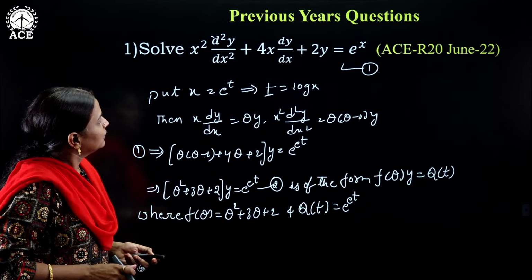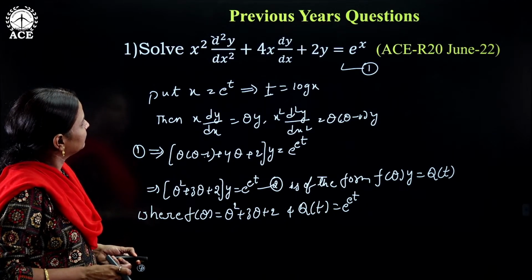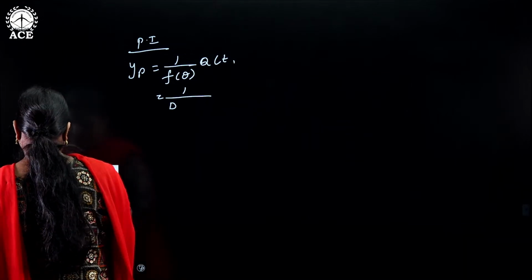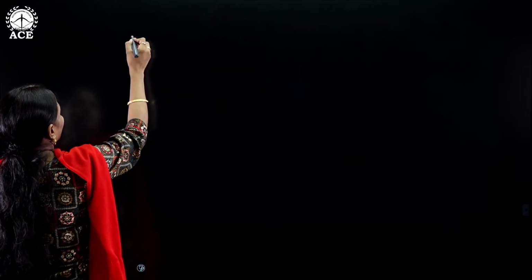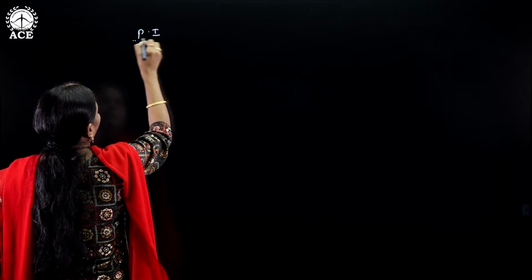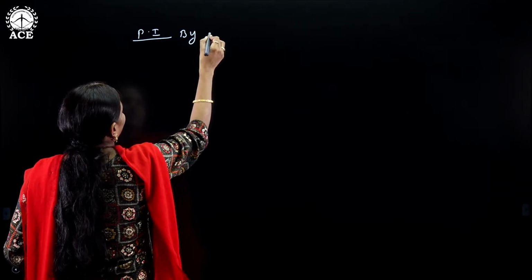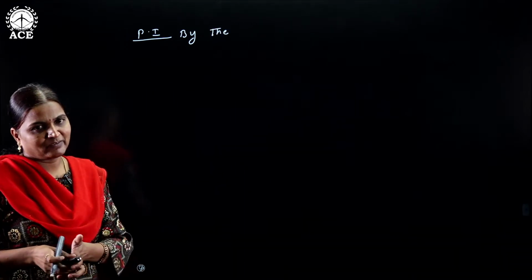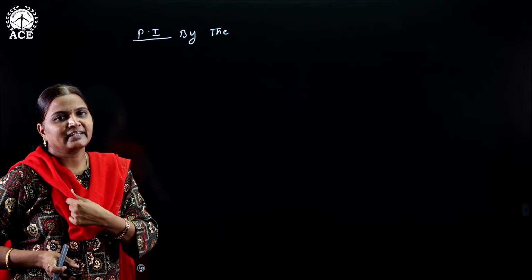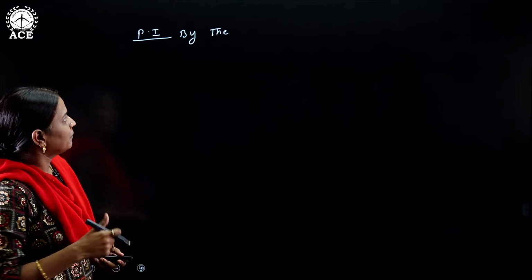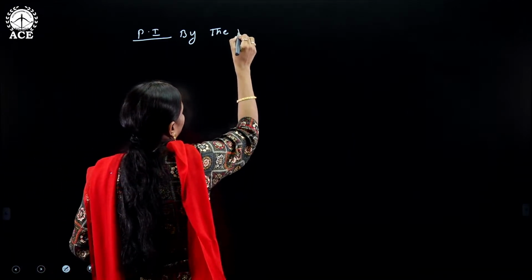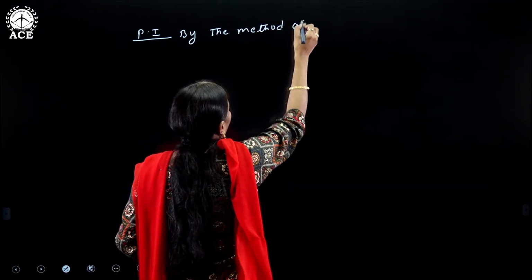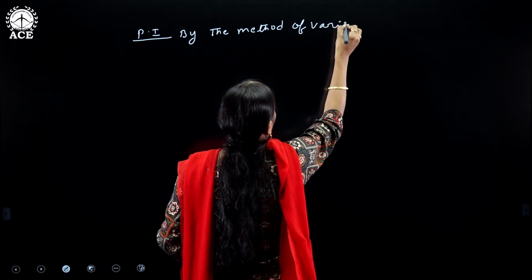Here find the particular integral by the method of variation of parameters. Why do we apply this one? Because e power t is not in the direct methods form. So that's why we apply the method of variation of parameters.